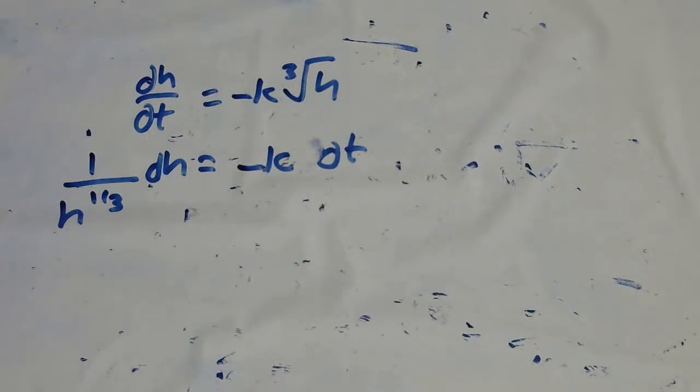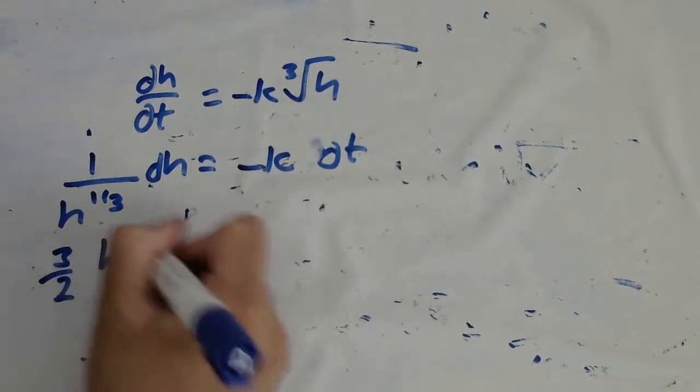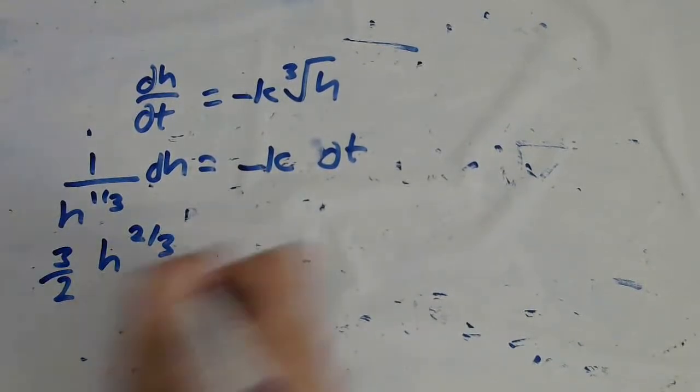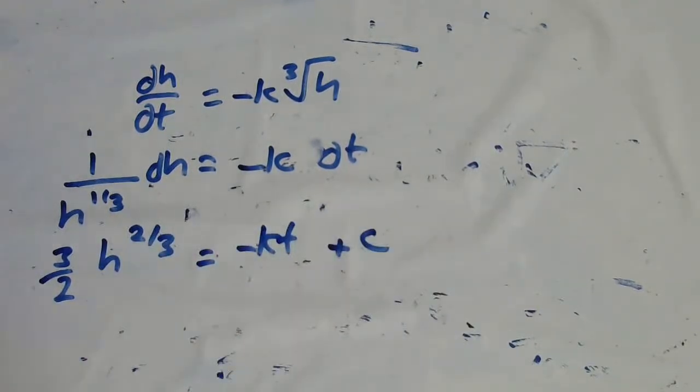So it's asking me to solve the differential equation, so that's what I'm doing. That's h to the minus 1/3. When I integrate that, it becomes what? The 2/3 power. Yeah, so it must be 3/2 then. So 3/2 h to the 2/3 equals minus kt plus c. It's just straight integration, nothing else. And then it's not even that bad after that.